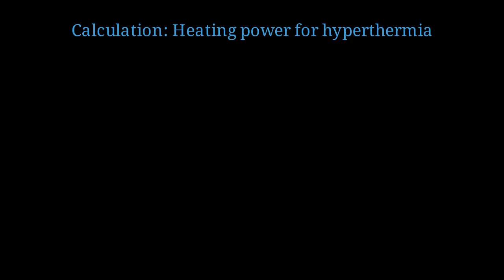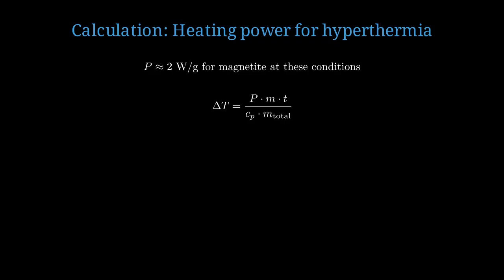Consider magnetite nanoparticles at 10 milligrams per milliliter concentration in a 100 kHz field of 10 kiloamperes per meter. For magnetite under these conditions, specific loss power is approximately 2 watts per gram. Temperature rise equals power times mass times time, divided by specific heat times total mass. For a 1 gram tissue sample, with 10 milligrams of particles heated for 10 minutes, this gives approximately 12 degrees Celsius temperature rise, sufficient for therapeutic hyperthermia, which typically requires 42 to 45 degrees Celsius.